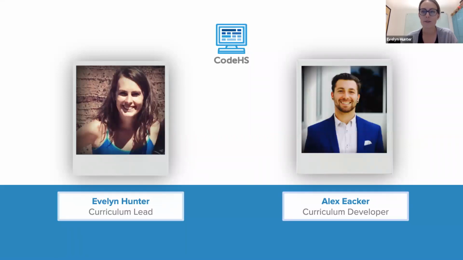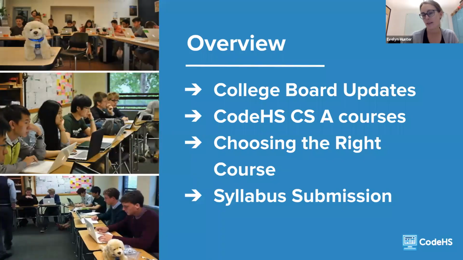So moving to an overview of what we'll be talking about today. We'll start off by going over the updates to the course that College Board has made, an overview of the new course exam description. Then we'll talk about the CodeHS CSA courses, the key differences between the new Nitro course and the older Java Mocha course. Then we'll talk about how to choose the right course between those two. And lastly, we'll talk about the AP syllabus submission.